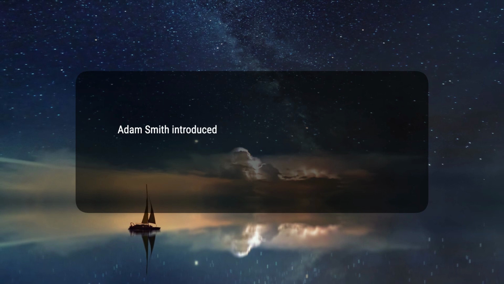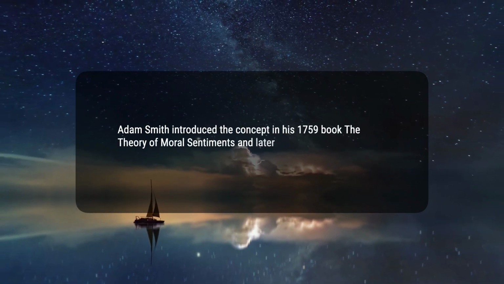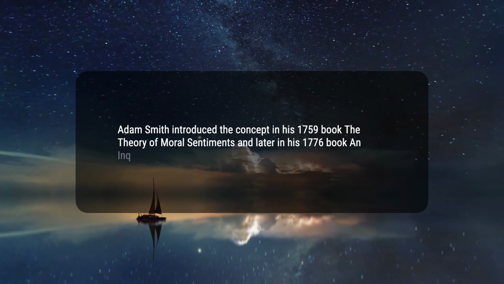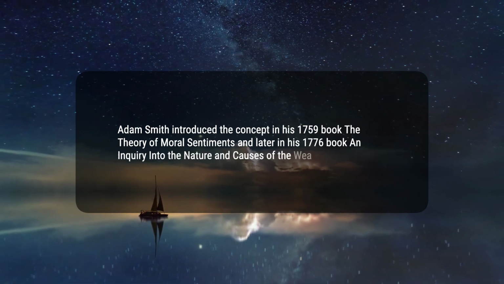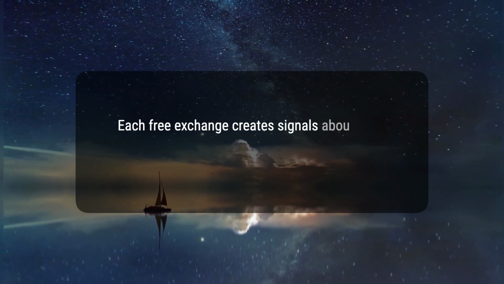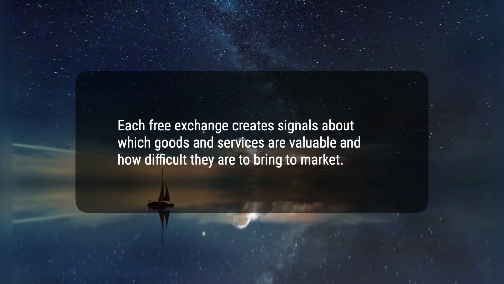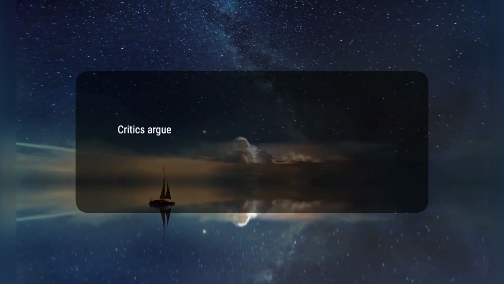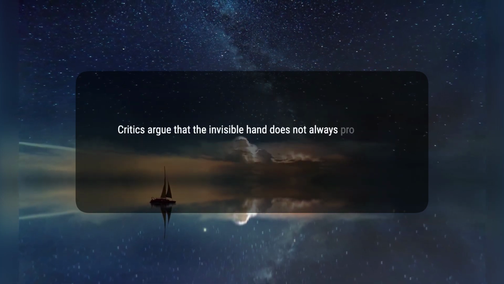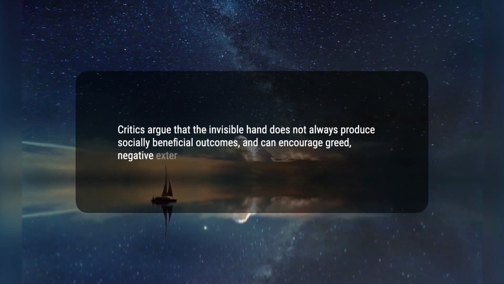3. Adam Smith introduced the concept in his 1759 book The Theory of Moral Sentiments and later in his 1776 book An Inquiry into the Nature and Causes of the Wealth of Nations. 4. Each free exchange creates signals about which goods and services are valuable and how difficult they are to bring to market. 5. Critics argue that the invisible hand does not always produce socially beneficial outcomes, and can encourage greed, negative externalities, inequalities, and other harms.